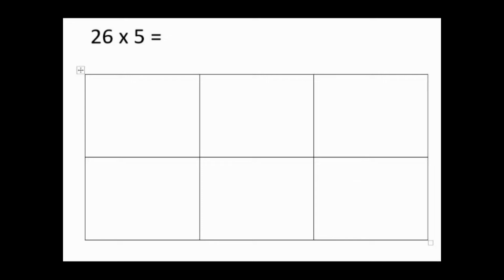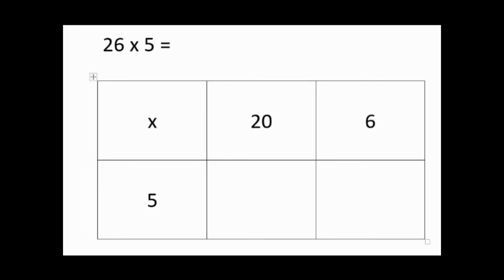Right, the next example, 26 times 5. So write the sum, draw the grid, and then partition the numbers. Pause the video to give yourself time to do this. So 26 times 5, your grid should look like this. You've partitioned it at 20 and 6, and then 5 goes there. Again, pause the video while you work out the answers to these multiplications.